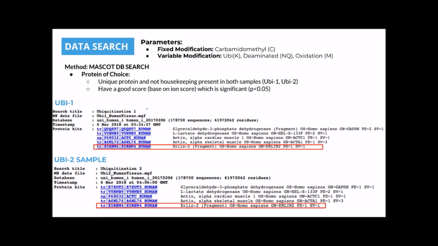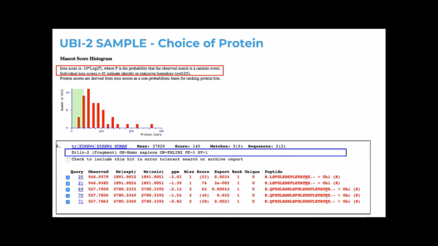The method that we used was Mascot DB search, and the protein of choice was chosen by having the following two important requirements: it is a unique protein present in both samples, and it also has a good score. Here you can see that both samples have Erlin 2. As seen, Erlin 2 has a good score of 140.